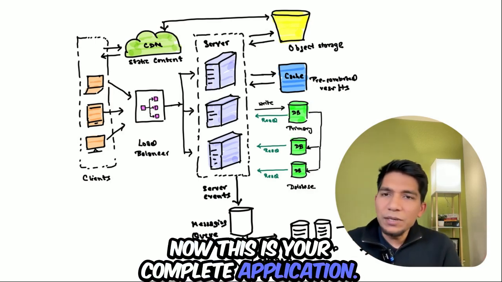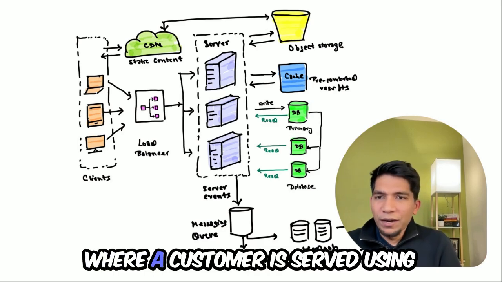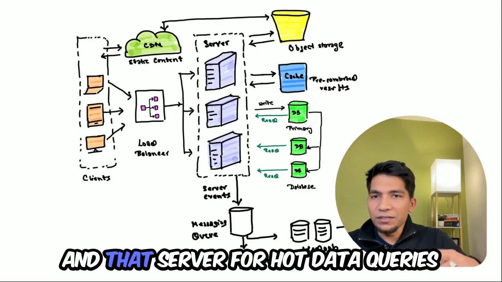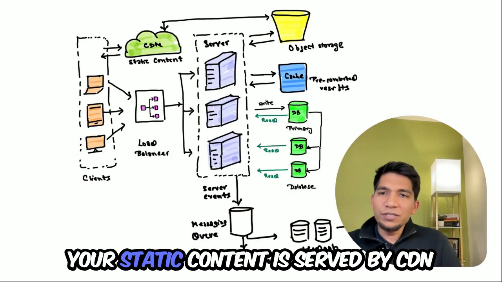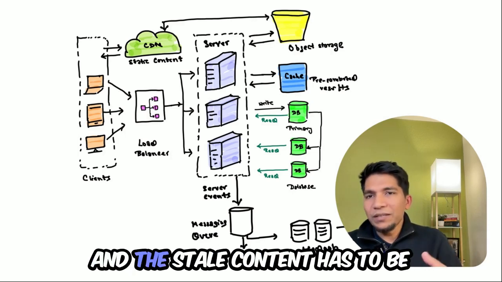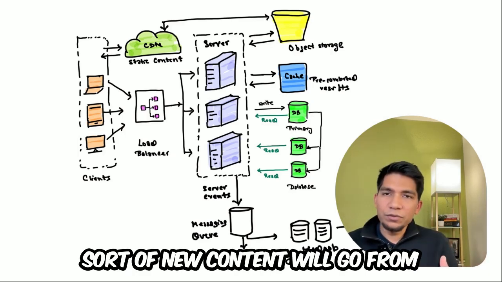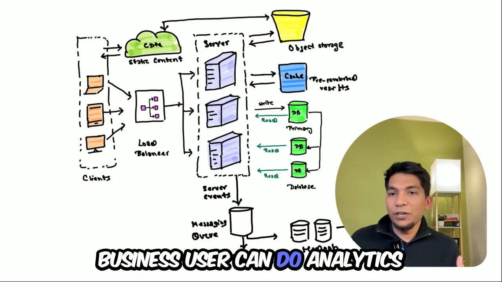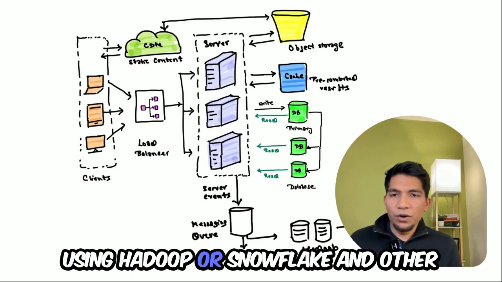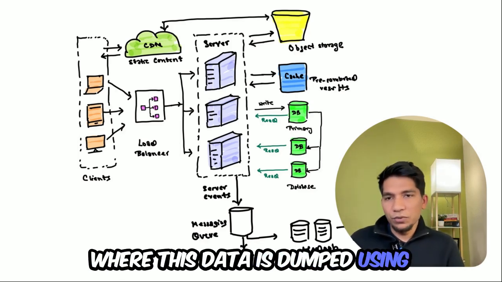So now this is your complete application where a customer is served using a load balancer, hits a server, and that server queries the cache for hot data. For cold business logic it hits the database. Your static content is served by the CDN, and stale content has to be refreshed, so new content will go from object storage to the CDN. And the business user can do analytics using Hadoop or Snowflake and others, where this data is dumped using the messaging queue.